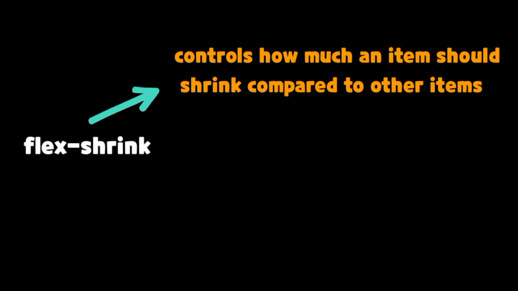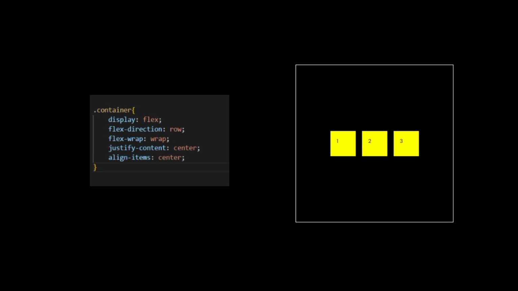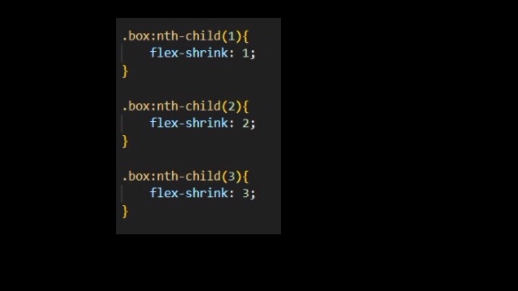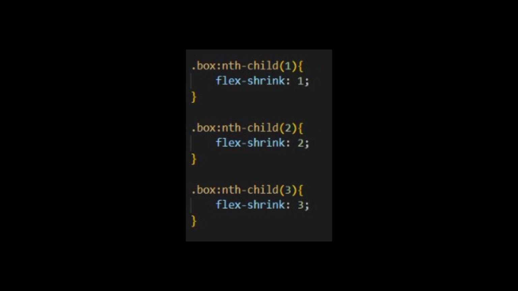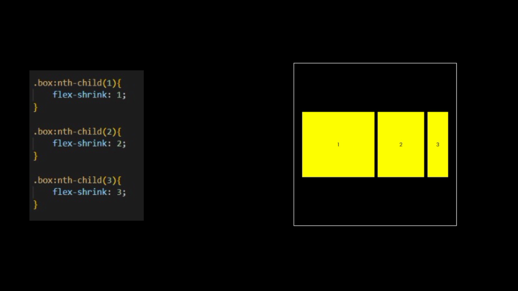And then we have flex shrink, which is kind of opposite to flex grow. This property controls how much an item should shrink relative to the other items within the same container when there isn't enough space. Just like flex grow, it takes a unitless value that represents the proportion of the space that should be taken away from each of the items. For example, if you have 3 boxes with flex shrink specified as 1, 2, and 3 respectively, the third item will shrink 3 times faster compared to the first item.